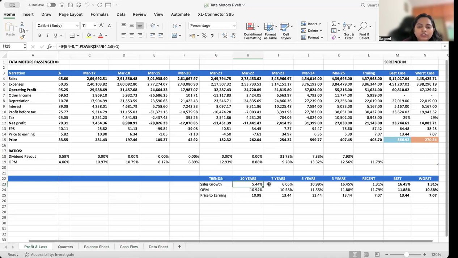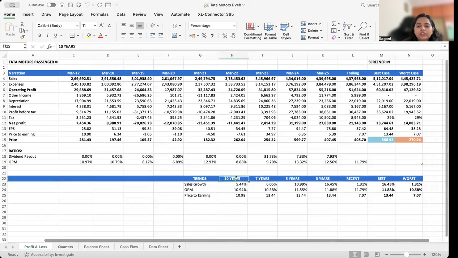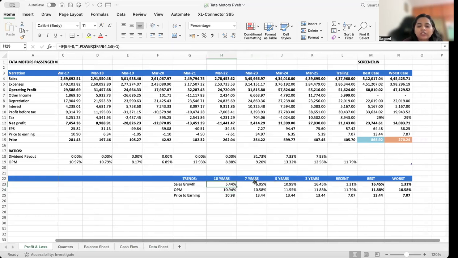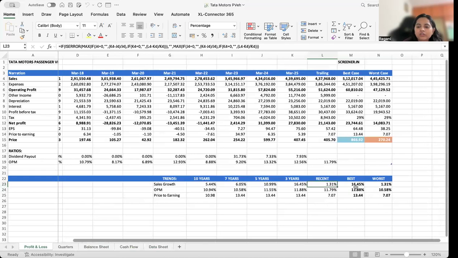For the years, I calculated sales growth, OPM, price to earnings, for 10 years, 7 years, and calculating for the different years. First calculation for 10 years, second is for 7 years, third is for 5 years, 3 years, and this is the recent data calculation.